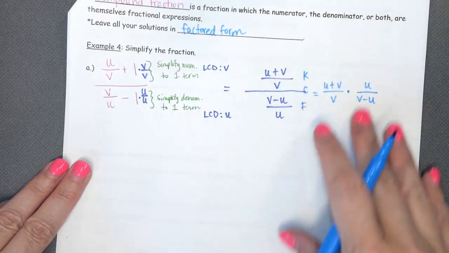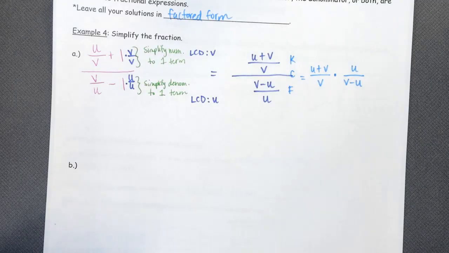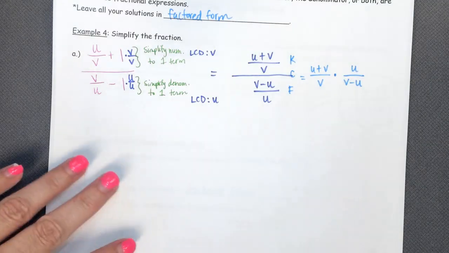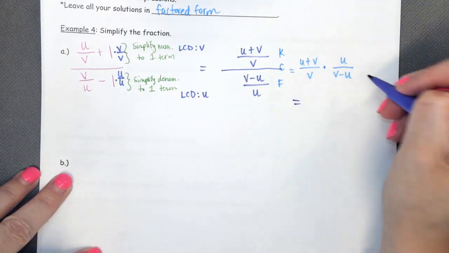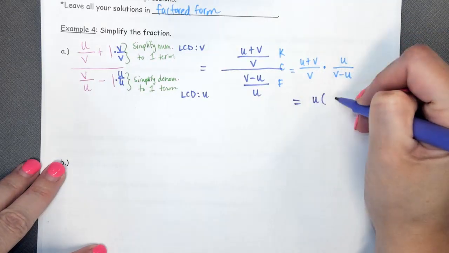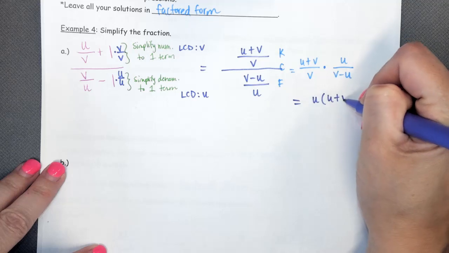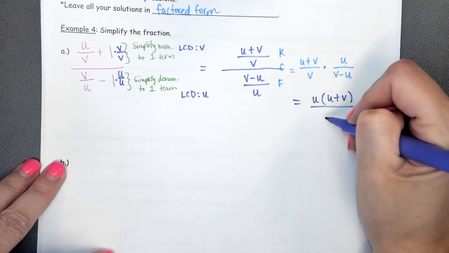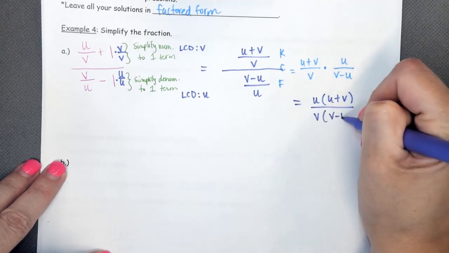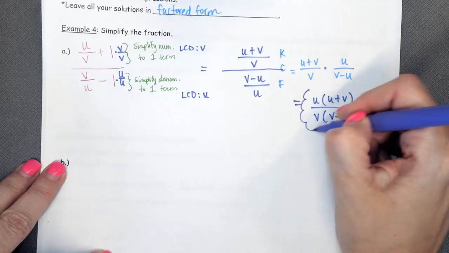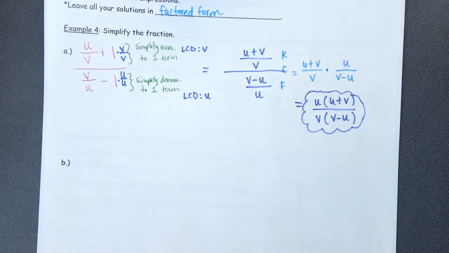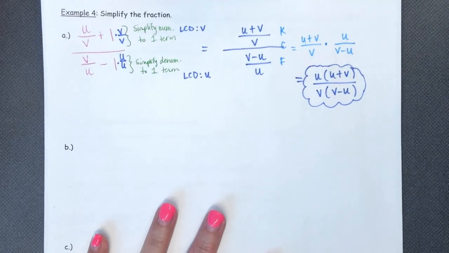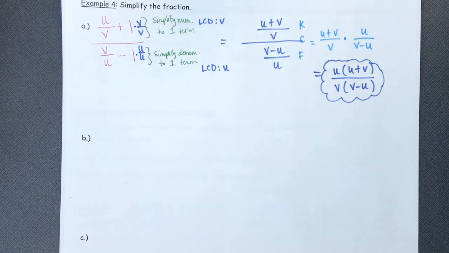Sometimes you might get something that cancels out here, other times you won't. And if nothing cancels out, you're just going to multiply straight across and keep it in factored form. So this is u times u plus v over v times v minus u, and that is how you're going to leave your final answer. So you're going to leave it in factored form so you don't have to distribute there. You can leave it just like that.